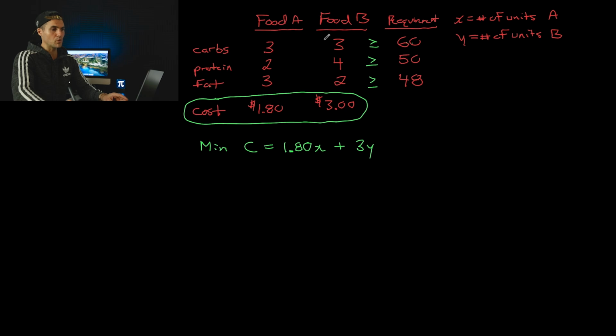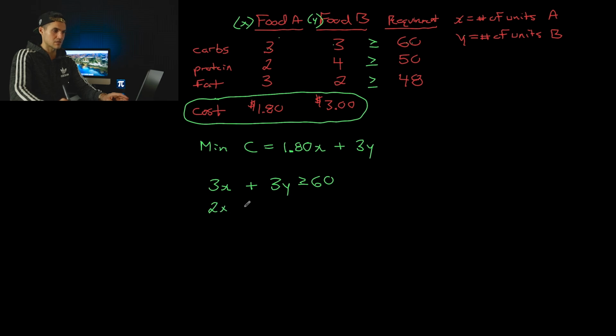So what's the total carbs, right? What are the total carbs going to be if we have x units of A and y units of B? Well, it's going to be 3x units of carbs in total from food A, right? The number of carbs per unit times the number of units of food A, plus 3y, because the number of units of A is x, number of units of B is y. So 3x plus 3y has to be greater than or equal to 60, like that.